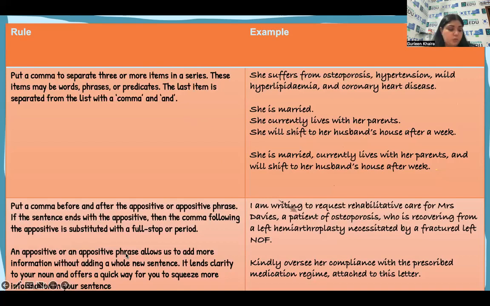Let's discuss the last rule very quickly. Put a comma before and after the appositive or the appositive phrase. If the sentence ends with an appositive or an appositive phrase, then the comma following the appositive is substituted with a full stop or period. And what is an appositive or an appositive phrase? It will be after a week, Sandeep.